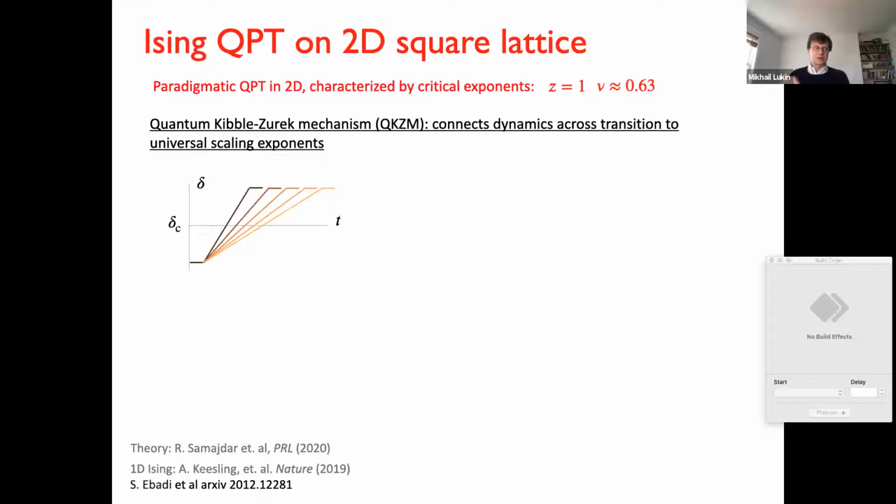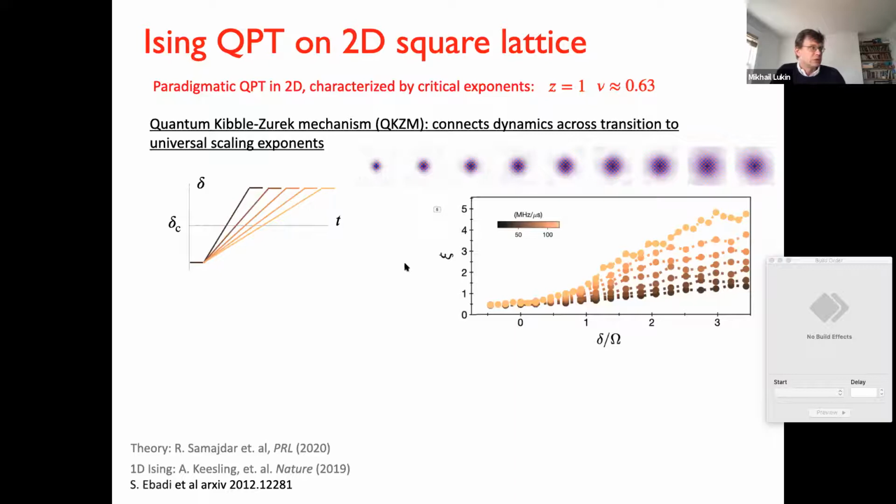And then what we see, quite strikingly, is that if we go fast across the phase transition, we build a short correlation length. But if we go more and more slowly, the correlation length grows, as shown here. This is a plot of correlation length. Indeed, if we go slowly, the correlation length becomes larger and larger.